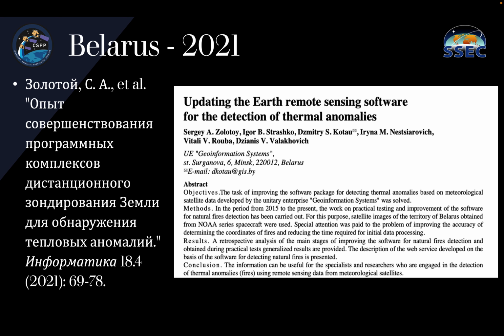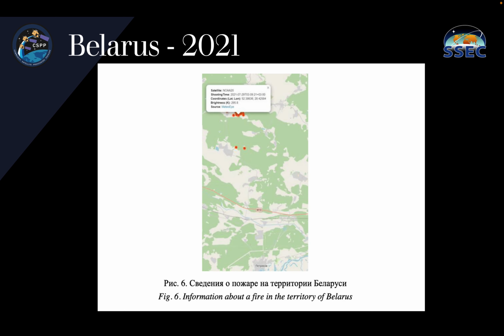So there was this publication, which I could never translate correctly, from Belarus in 2021, on updating the Earth remote sensing software for the detection of thermal anomalies. And in this publication, they're talking about running the fire retrieval algorithms from NOAA satellites, and they even have the screen capture of how they use CSPP software to do fire detections, and this is their visualization interface where they click on one of these fire retrievals and get the fire temperature from Belarus.